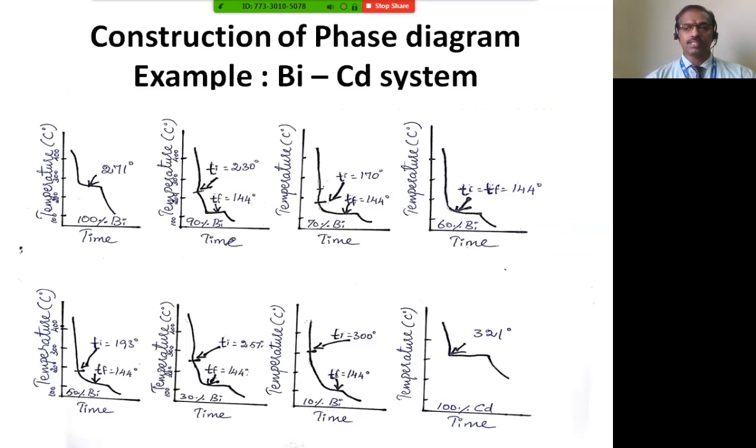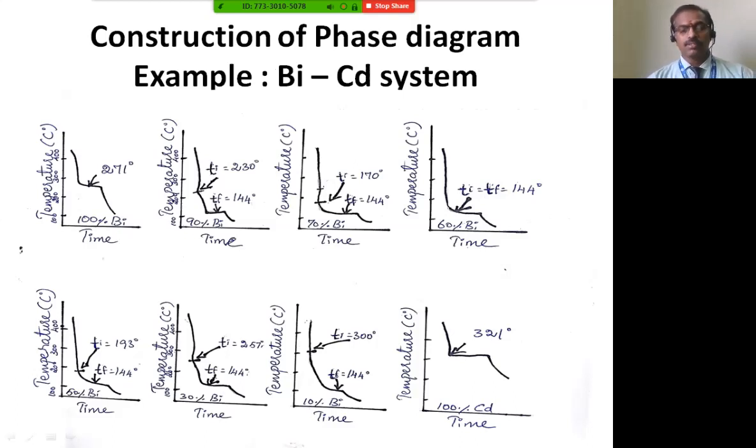Example, the bismuth cadmium system I have given. See that now there are 8 graphs I have shown here. Just imagine that in the first graphite crucible, you take 100% pure bismuth, raise the temperature to a molten state, then allow it to cool down. It's a pure system, correct? At this particular point, 271 degrees, that indicates the freezing point of pure bismuth. Only one break point is there.